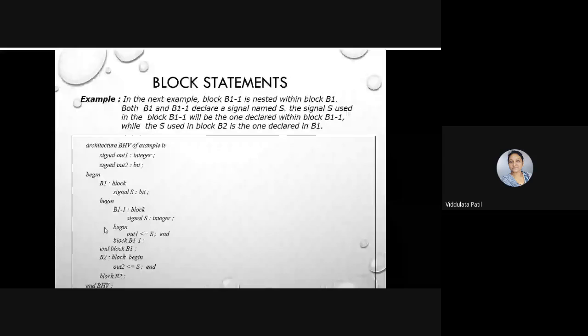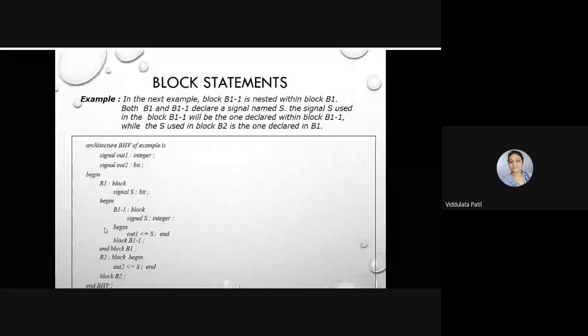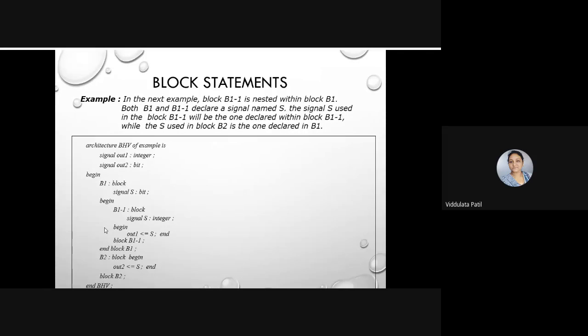So here we have one example. Suppose we have block B1-1 nested within block B1. Now both B1 and B1-1 declare a signal named S. That means in both these blocks we have a signal named S, and the signal S used in block B1-1 will be the one declared within block B1-1, while S used in block B2 is the one declared in B1.